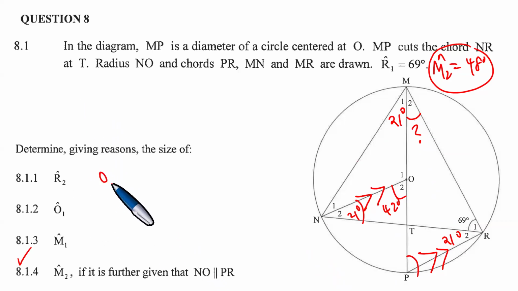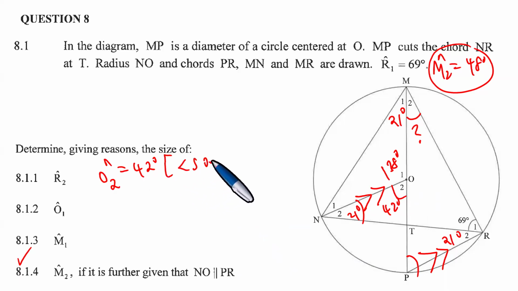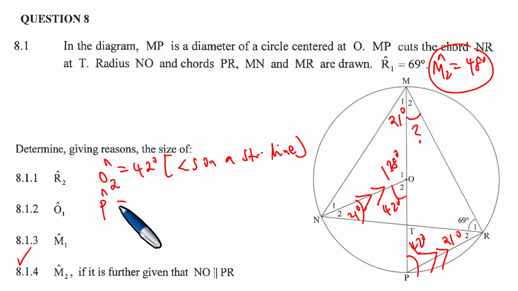So we start by saying the angle O2 is exactly equal to 42 degrees. Why? Because you can get angle O, 138, as 180 minus, and these are angles on a straight line. Then your O2 is exactly 42 degrees. And therefore this one is also 42 degrees because these are alternate angles. So the angle P is 42 degrees.